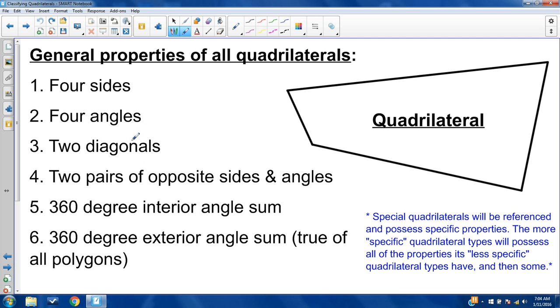In order to classify the specific and special kinds of quadrilaterals, let's first get an idea of what a quadrilateral is. It's a four-sided shape, and it also has four angles, hence the quad part. Two diagonals can be drawn through any quadrilateral. For example, if I draw a line there, that's a diagonal. It goes from opposite angles in this case.